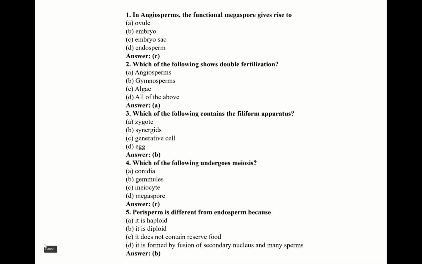That's it, friends. I hope you have understood what an ovule is, what the structures of the ovule are, and the types of ovule. So let us solve some MCQs regarding this topic. In angiosperms, the functional megaspore gives rise to ovule, embryo, embryo sac, endosperm. Which of the following shows double fertilization? I think you just go through these objective type questions and try to answer them.